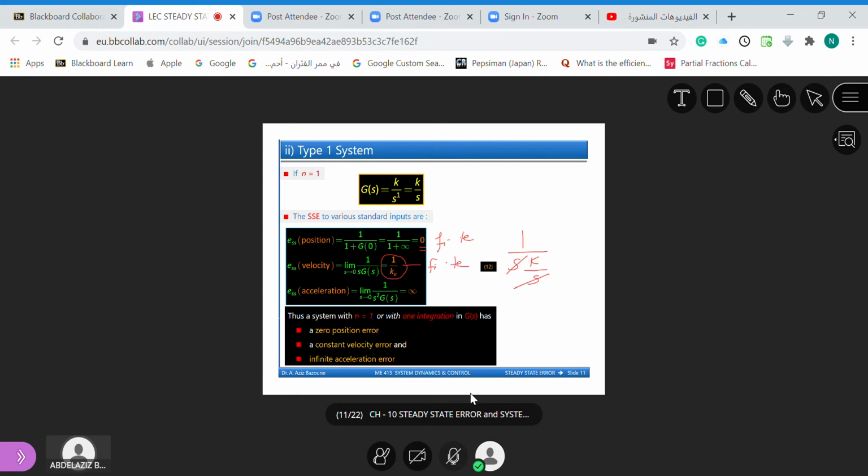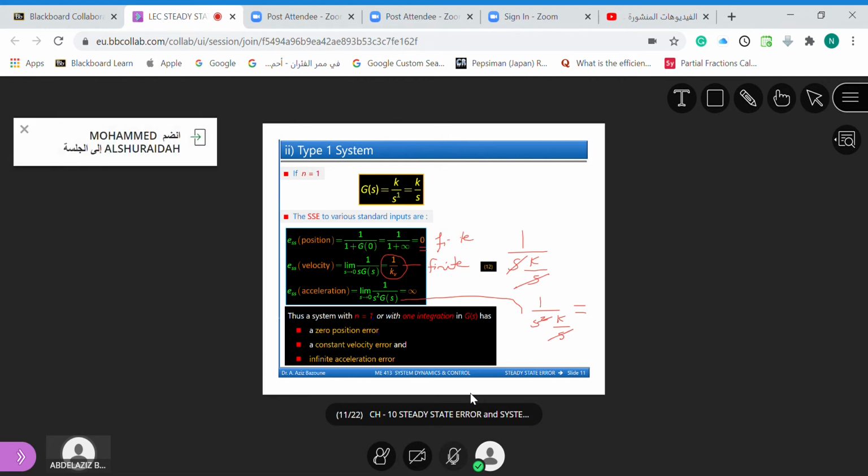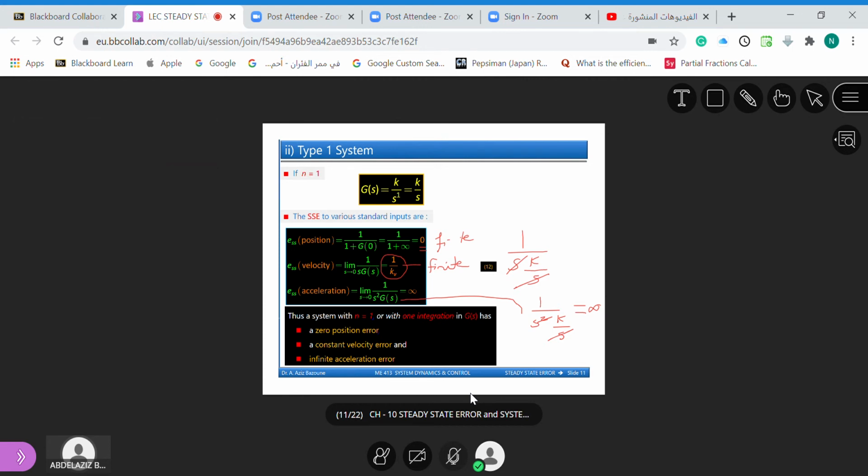It has a finite value. Now, when we have this, the acceleration error will be 1 over s squared g of s. Just substitute g of s by k over s. You will have 1 over s squared and then k over s. You simplify s with s. 1 over 0 will be equal to what? Infinity. So the steady state error here will be simply infinity. 0, 1 over Kv, infinity.